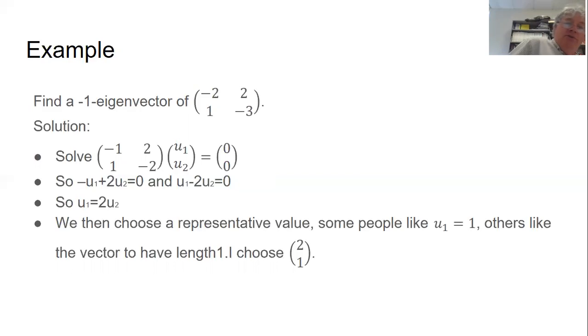Okay, so from that you've got to choose a representative value. There's lots of different ways to do that. The simplest way is maybe just to plug in u1 equals 1 and then solve for u2, or to plug in u2 equals 1 and solve for u1. Others like to have a unit length eigenvector. Just choose whatever is easiest. So looking at the equation, I say, well, let u2 equal 1. And so that means u1 equals 2. So that means you get 2, 1.